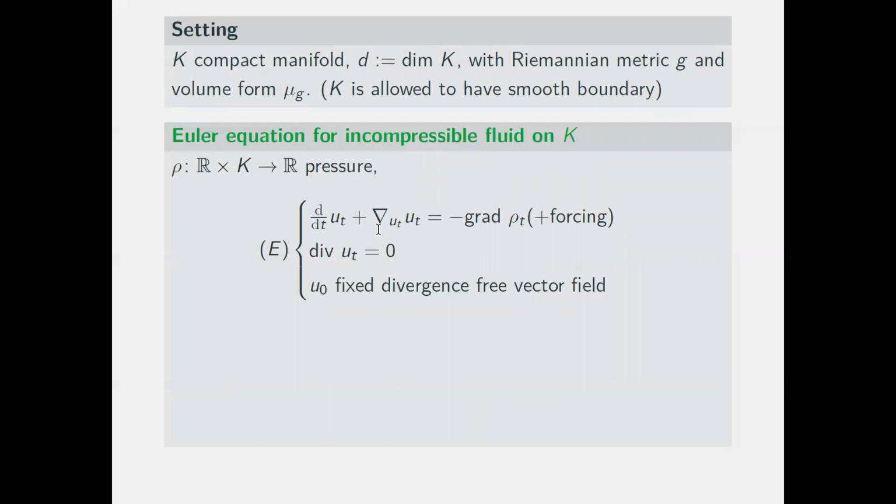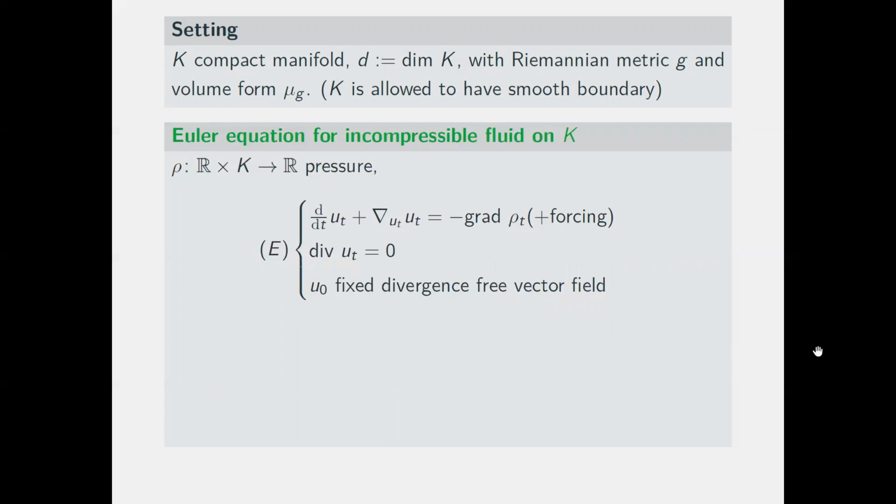Okay, and I should mention here that the choice of Riemannian metric we have here is informing how these differential operators, the nabla and the grad, should be interpreted. Also part of Euler's equations is that we want divergence-free vector fields, and we of course start with some initial condition u_0, which is a fixed divergence-free vector field.